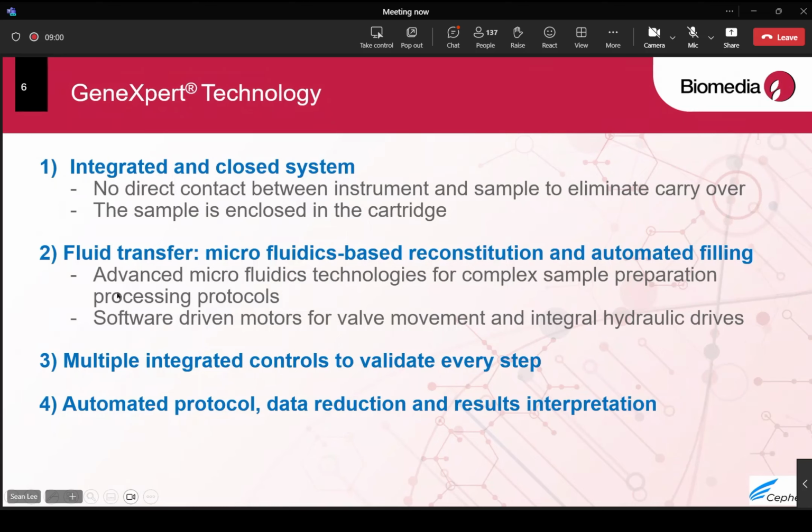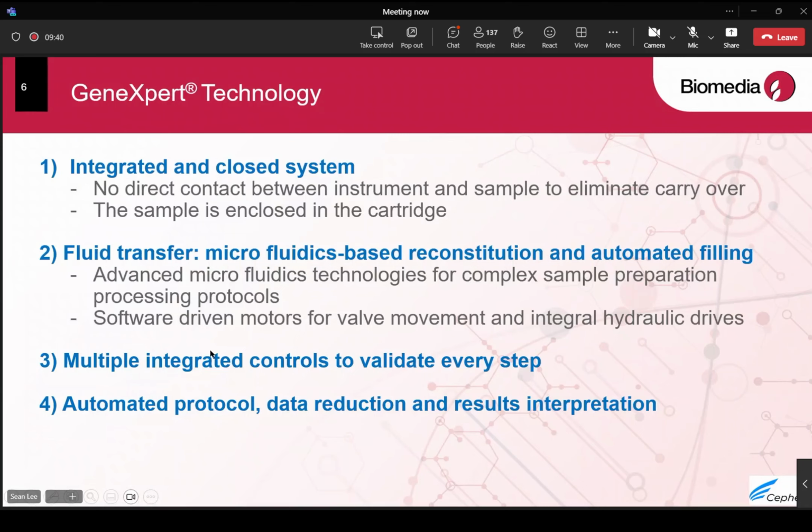Fluid transfer. Cepheid use microfluidic-based reconstitutions and automated filling. So they focus on advanced microfluidic technology so that the process can be done as quick as possible. So even though the sample preparation is complex and tedious, because of using microfluidic technologies, everything can be done in a short period of time. Okay, so the motors from the GeneXpert system are software driven, so they are controlled by software to control the valve movements and integral hydraulic drive.